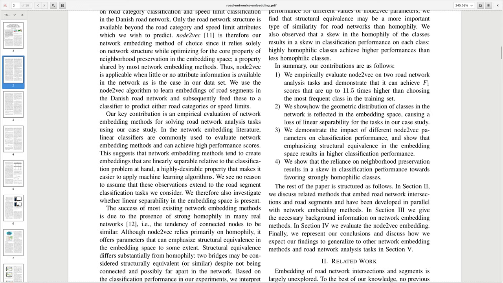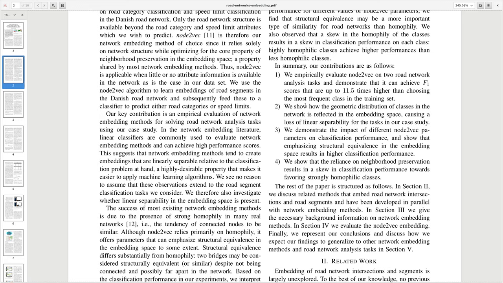In summary, our contributions are as follows. We empirically evaluate node2vec on two road network analysis tasks and demonstrate that it can achieve F1 scores that are up to 11 times higher than choosing the most frequent class in the training set. We show how the geometric distribution of the classes in the network is reflected in the embedding space, causing a loss of linear separability for the task in our case study.